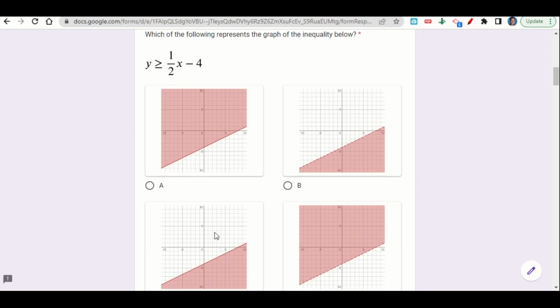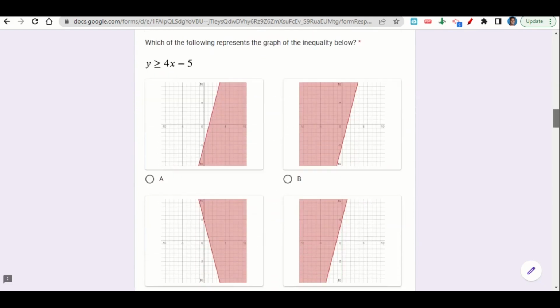So it's either going to be this one or this one. So these two here are out, so it's either A or C. And we want greater than. So where are all my y's greater than? Well, that's above, so it's this one here. Then we'll scroll down and take a look at another one.